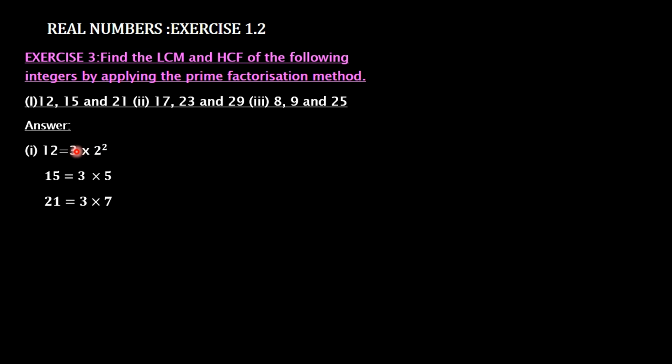Here 3 is common in all terms. So 3 raised to 1 is the highest power, so we choose 3 raised to 1 for LCM. Then here 2 square we will choose. Here 5 we will choose. 7 we will choose. Therefore LCM equal to 3 into 4 into 5 into 7, that is 3 into 2 square into 5 into 7, which is equal to 420.